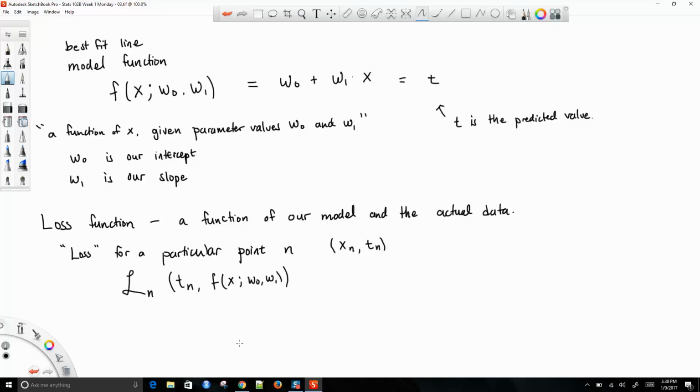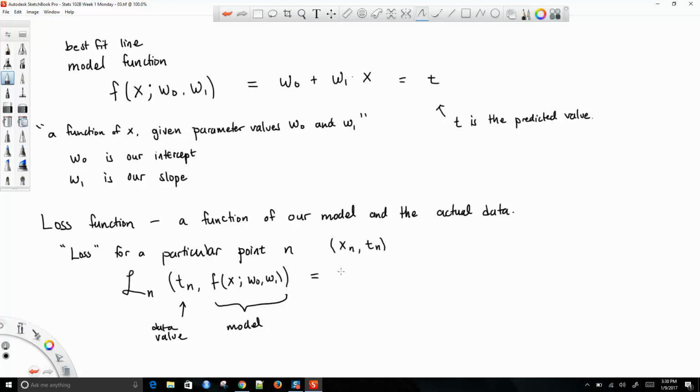Okay, so this is the loss function, a function of t sub n and our model, right? So this is our data point, data value. This over here is the model. And the loss here is the difference between our prediction and the data, the residual squared. We have a question.